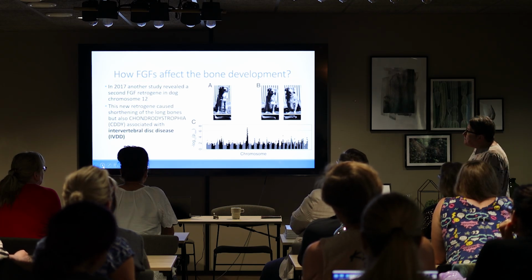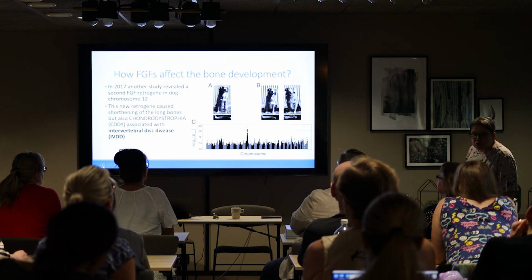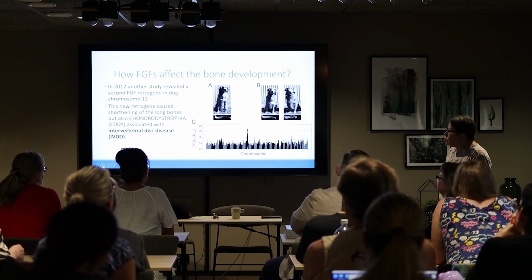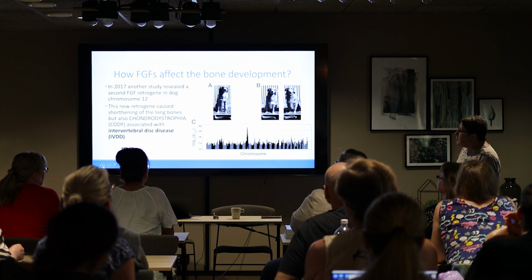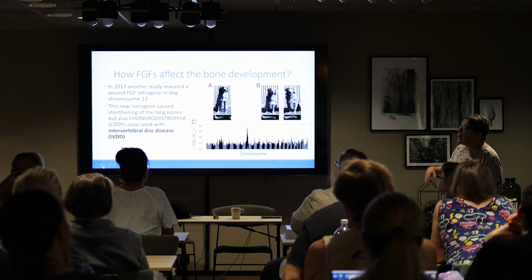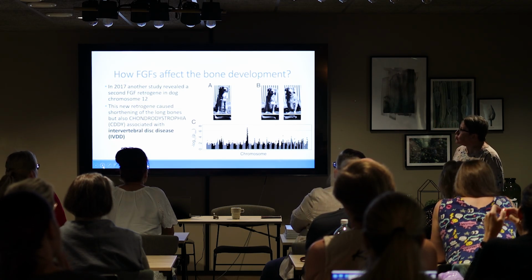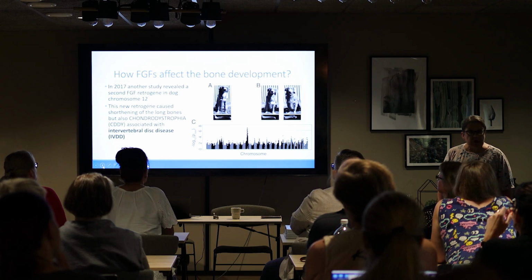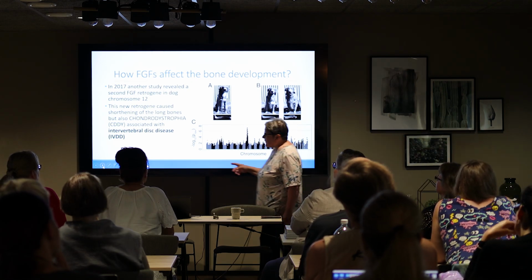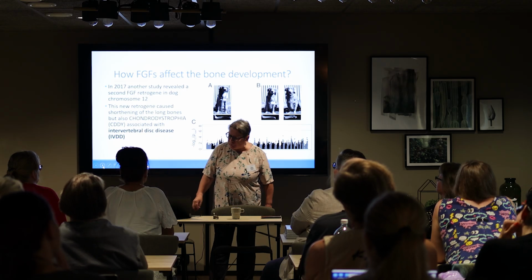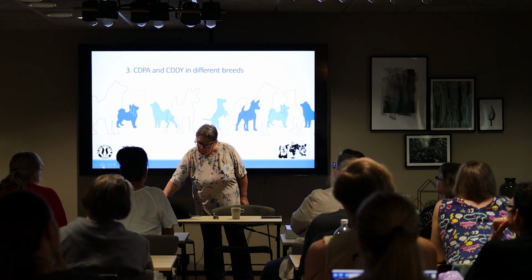phenotype. But then it was also shown that it is associated with intervertebral disc disease in dogs, and now this chromosome 12 phenotype is called chondrodystrophia instead of chondrodysplasia. And this is why we have these two different types of shortening of the phenotype.